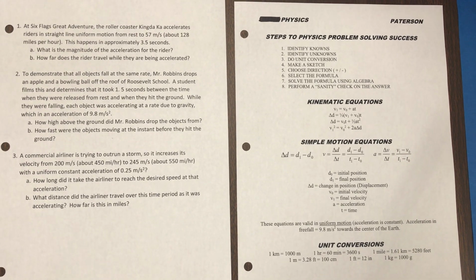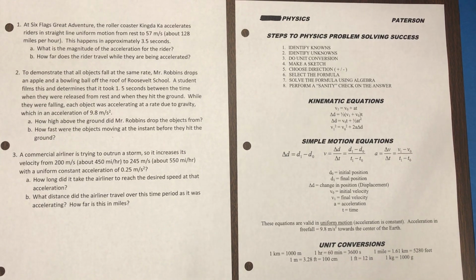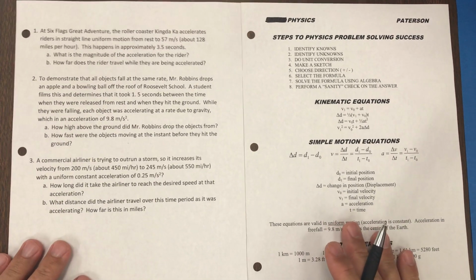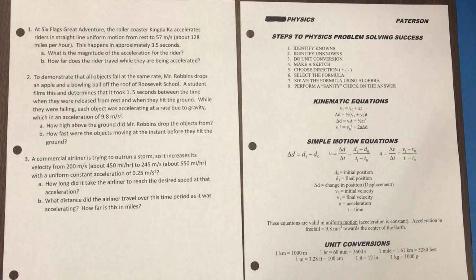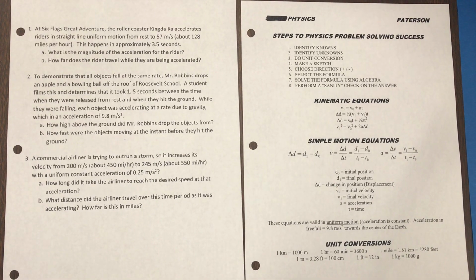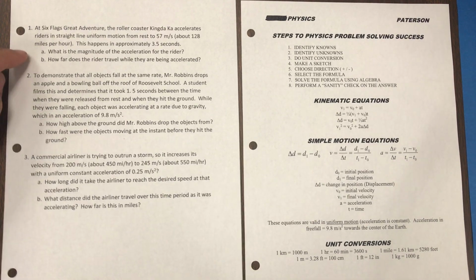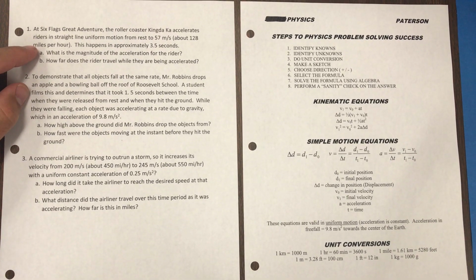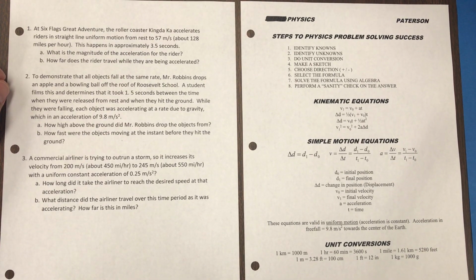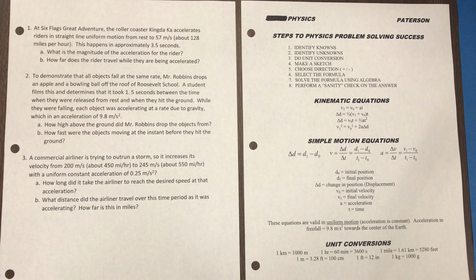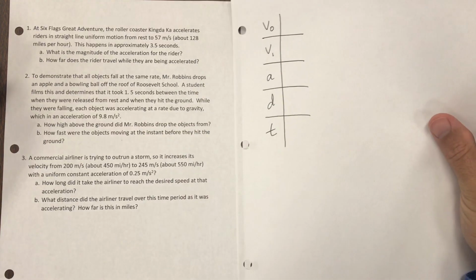So let's go ahead and jump into this and try and solve a few problems. The first one that I have here says, at Six Flags Great Adventure, the roller coaster Kingda Ka accelerates riders in a straight line uniform motion from rest to 57 meters per second, which is about 128 miles per hour. And that takes about 3.5 seconds to happen. So it's a 2-part question. First, we want to determine the magnitude of the acceleration, and next we want to figure out how far the rider travels during this period of acceleration.